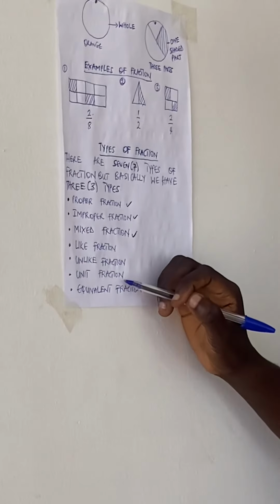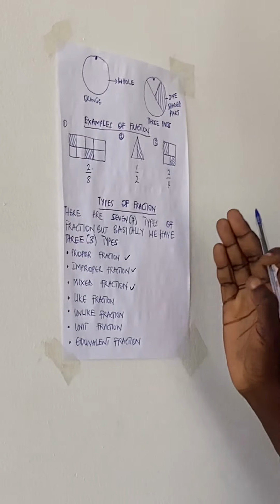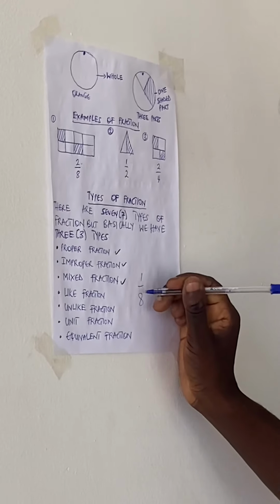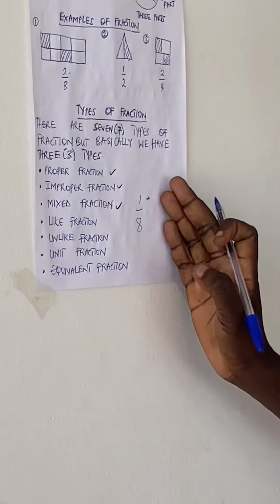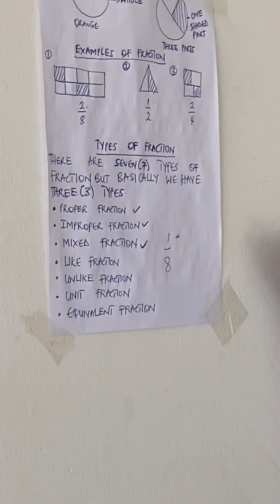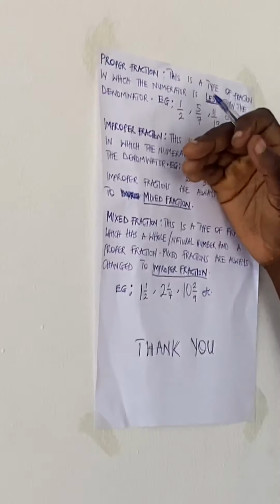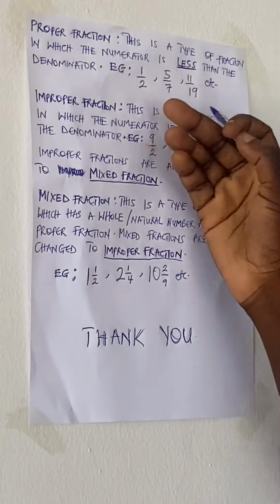Let's move on to unit fraction. Unit fraction, this is a type of fraction that has 1 as its numerator. Like I have 1/8. This one, classify it as a unit fraction. So let's move on to the three main types of fraction. We have proper fraction, improper fraction, and mixed fraction.